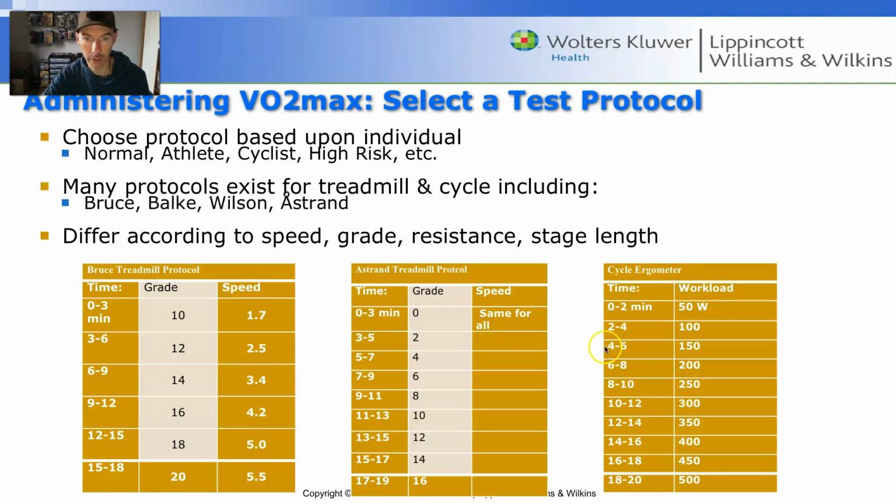This is the protocol that we're going to do here in our test that you're going to view, the A-strand treadmill protocol. 3 minutes at a 0%, 2 minutes at 2%, 2 minutes at 4%, etc. We're going to keep the speed the same the entire test. So we increase the intensity by increasing the percent grade every stage, okay? On a bike, it's very similar, and you'll see this next week. We're going to keep the rate of pedaling consistent at 100 RPMs. We're going to increase the workload or the wattage by 50 every stage, okay?